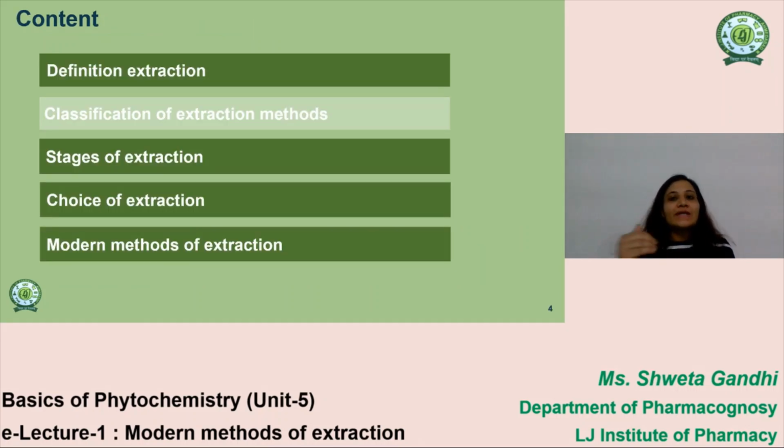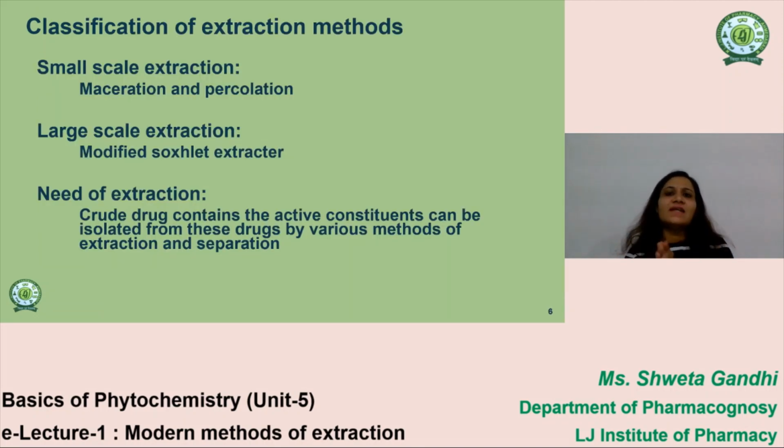Okay. Now next we'll go about the classification of extraction methods. Basically the extraction methods are divided into 2 types, that is small scale extraction and large scale extraction. It also depends on the yield, how much yield is required, so we choose the extraction method. In small scale extraction we'll choose maceration, percolation, infusion, decoction. In large scale we will choose continuous Soxhlet extraction, modified Soxhlet extraction, multiple stage extractor.